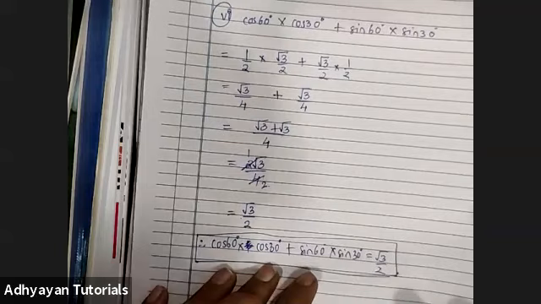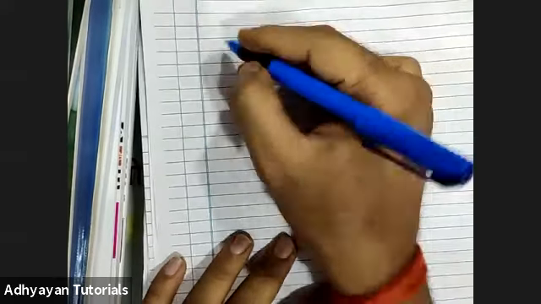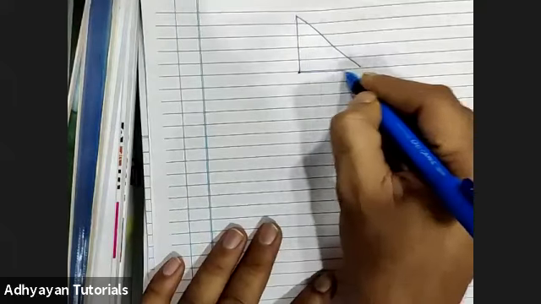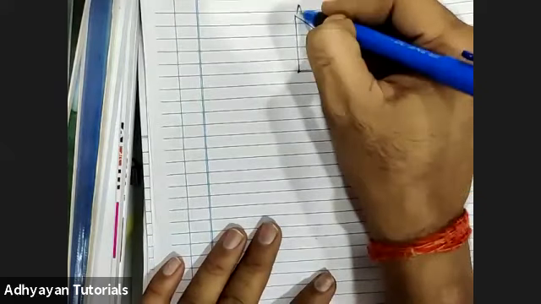Okay, now we move on to the next part. And that next part, children, is complementary formulas related to trigonometry. When I say complementary formula, you don't have to copy this. This is just for our understanding purpose.